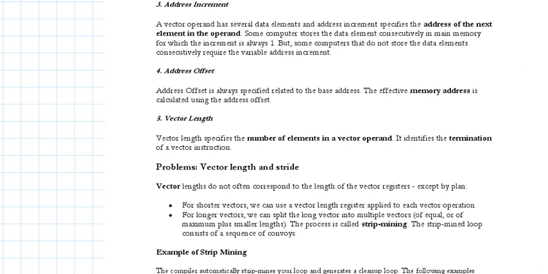Then you have an address offset. Address offset is always specified relative to the base address. The effective memory address is calculated using the address offset. This is being used to find the physical address from the logical address.